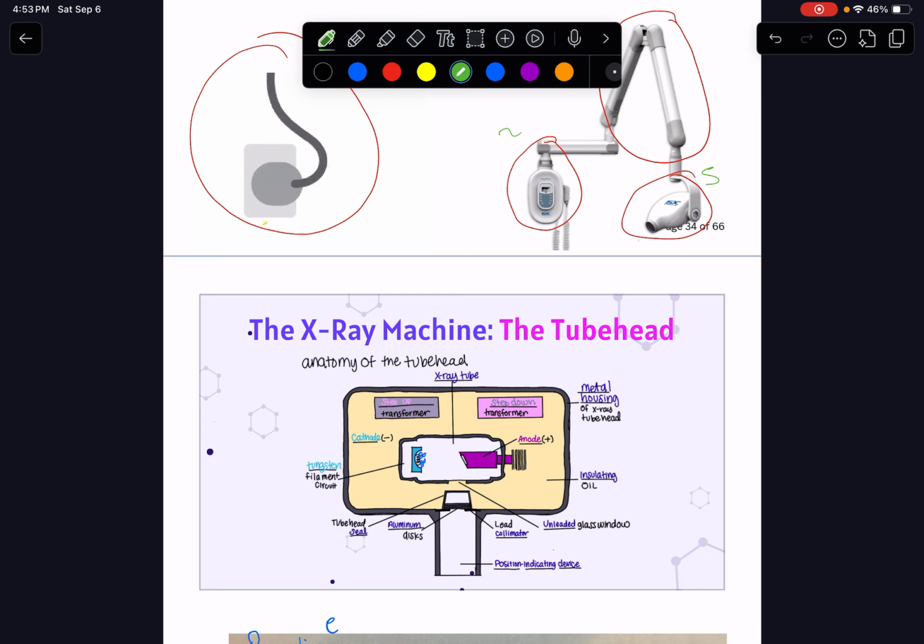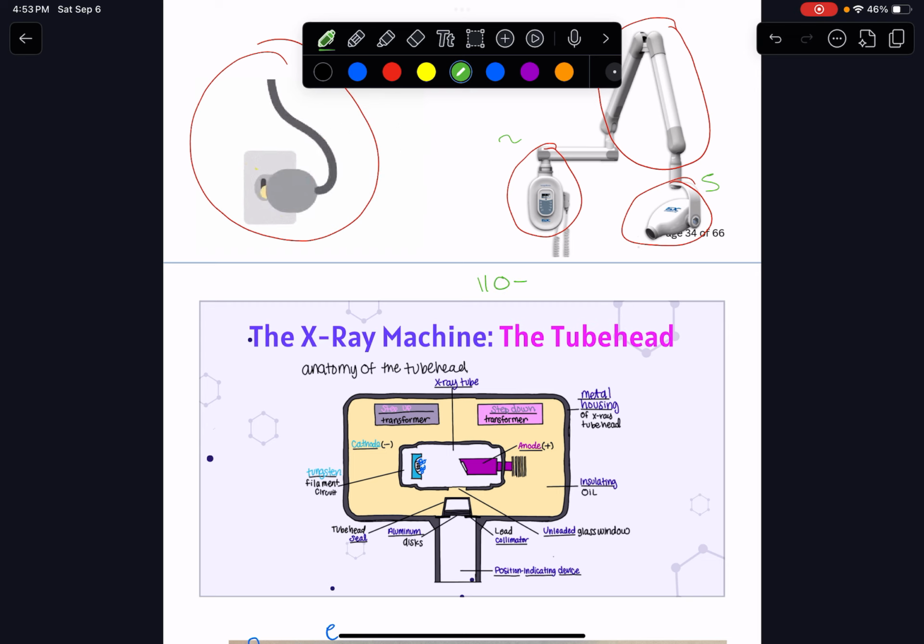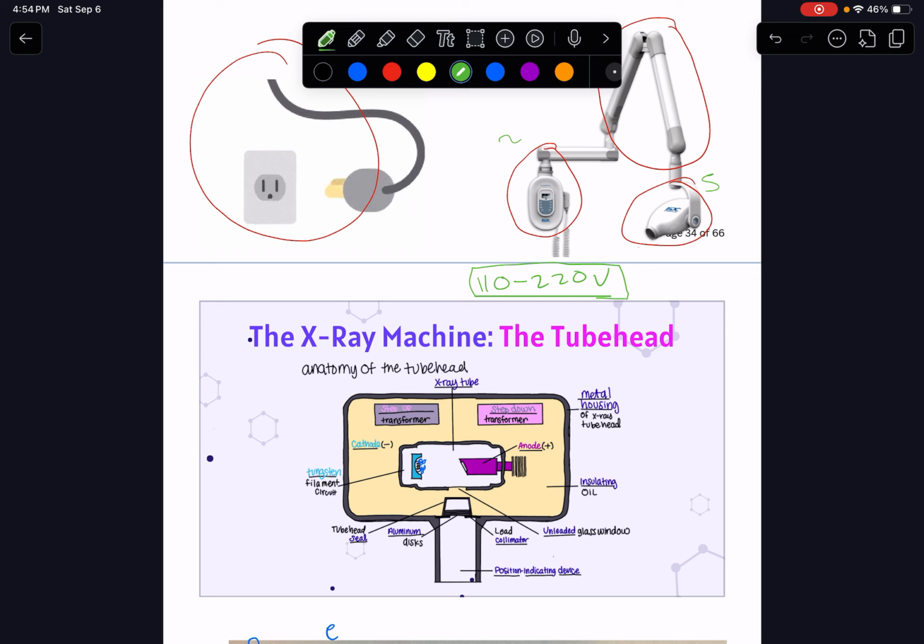It says reduces 110 or 220 line voltage. This number, 110 to 220 line voltage, is just a general number of what type of voltage the tube head already has. It's a standard number. It's basically saying that the electricity we're getting from the power cord, and how it goes through all of these parts, is always going to be 110 to 220 volts. That's always a standard number.